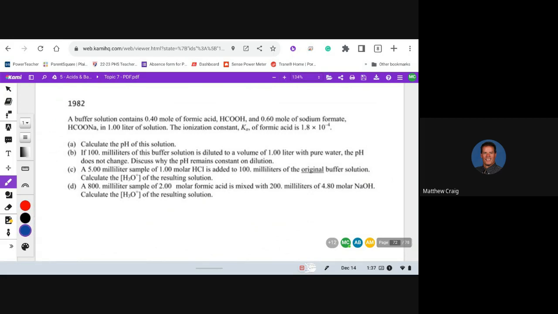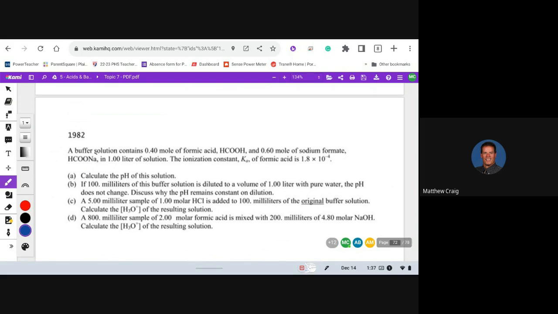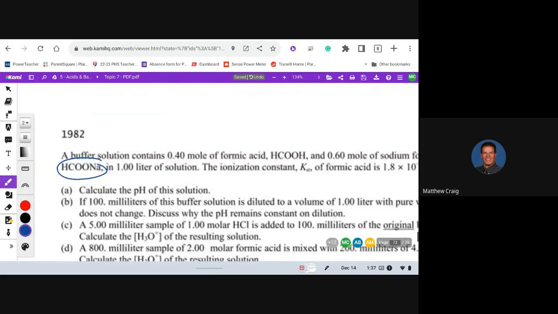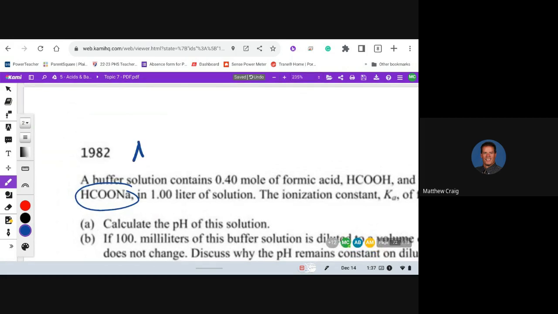So we've got a strong salt, it looks like. So let's start with that. So we need to take our sodium formate and break it apart into sodium and formate.